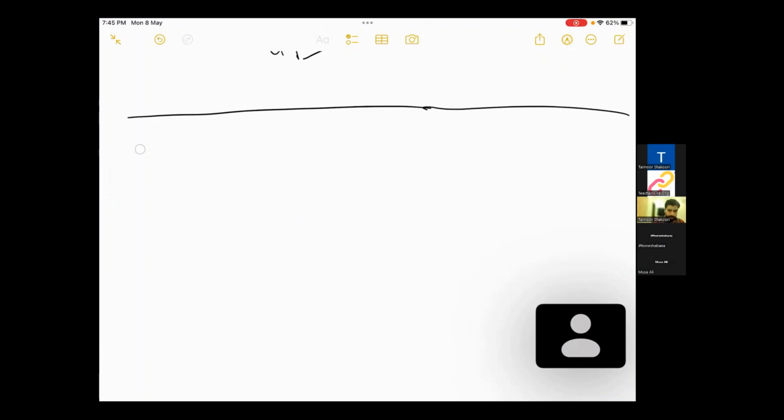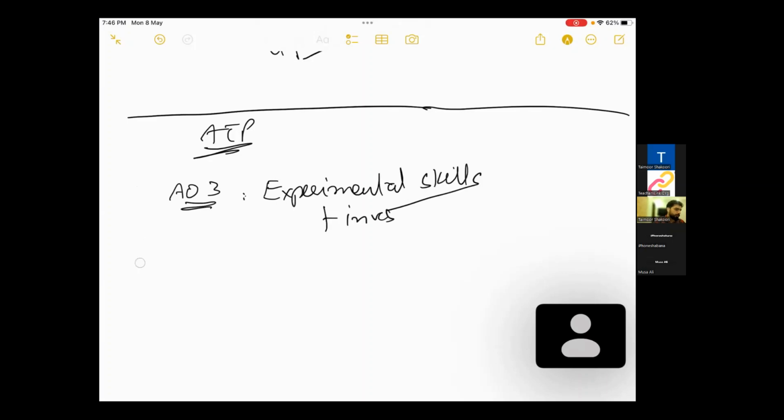So regarding the ATP paper, wherever you are, assessment objective 3 is coming into play. Assessment objective 3 is experimental skills and investigation, as everybody knows. Okay. Now, what does that mean? That means that you need to be able to follow a set of instructions. Now, tomorrow when you go for your exam, one of the biggest challenges that you possibly face is that your exam will be extremely wordy.